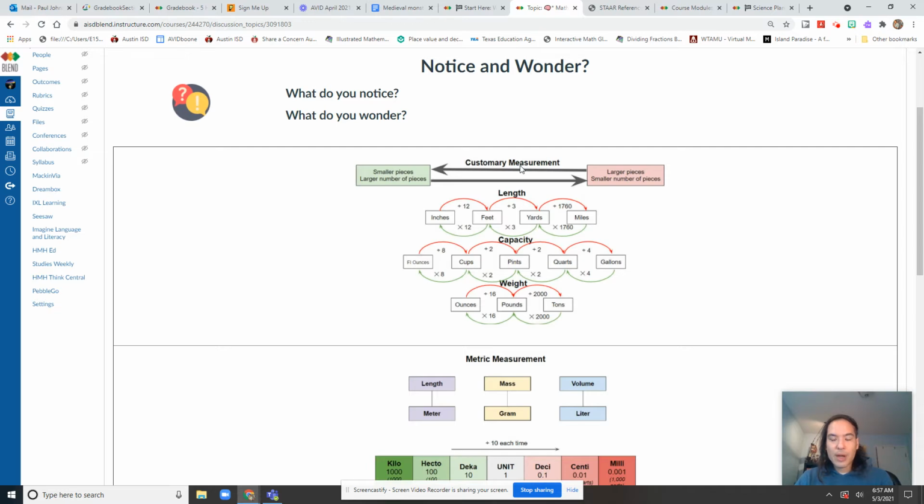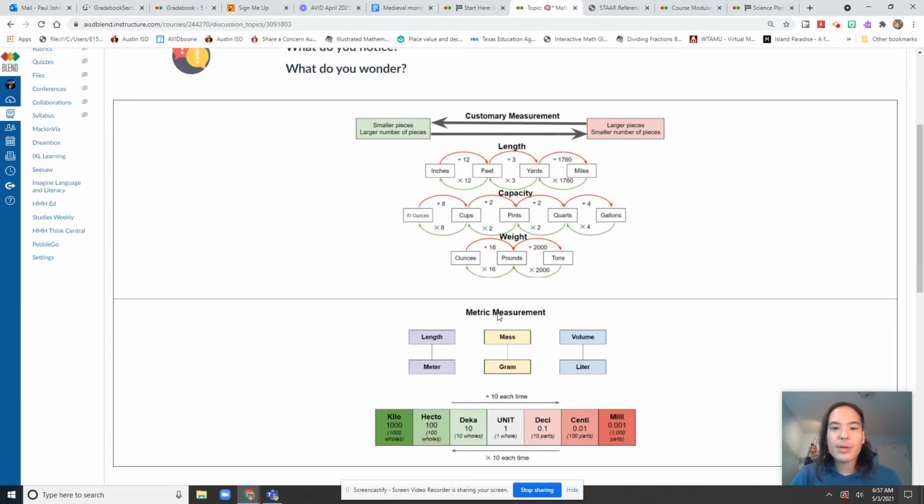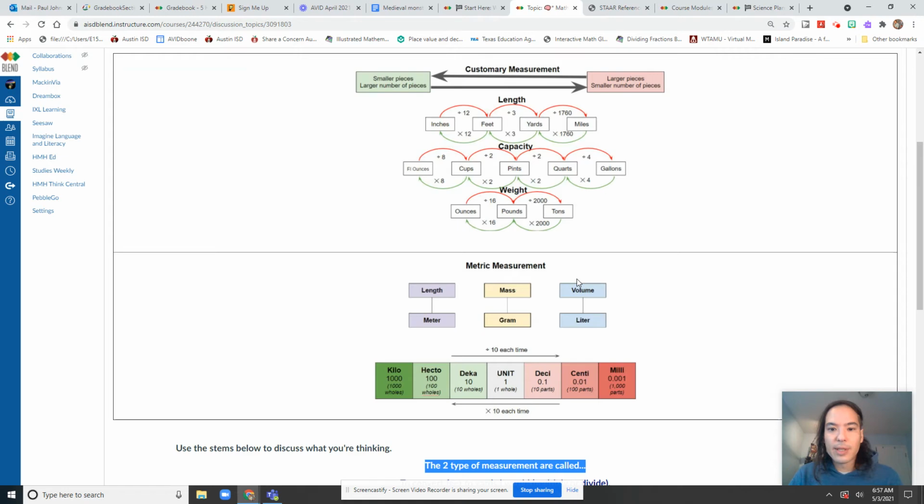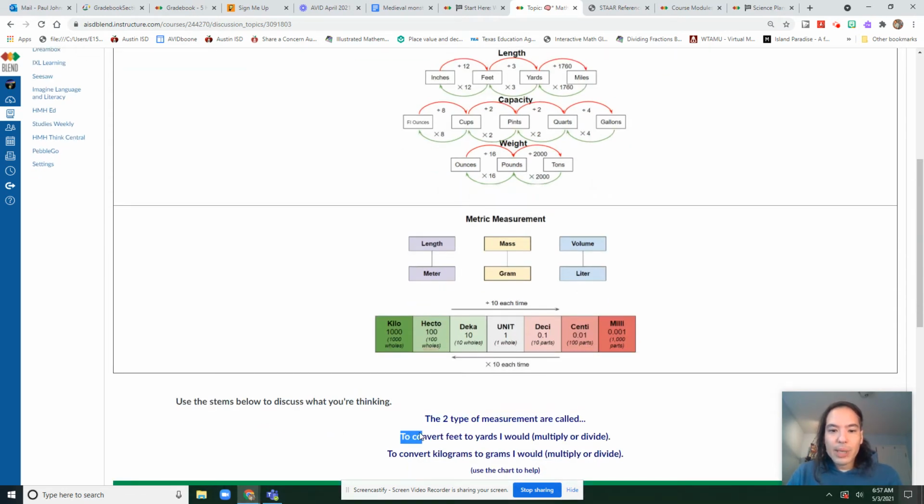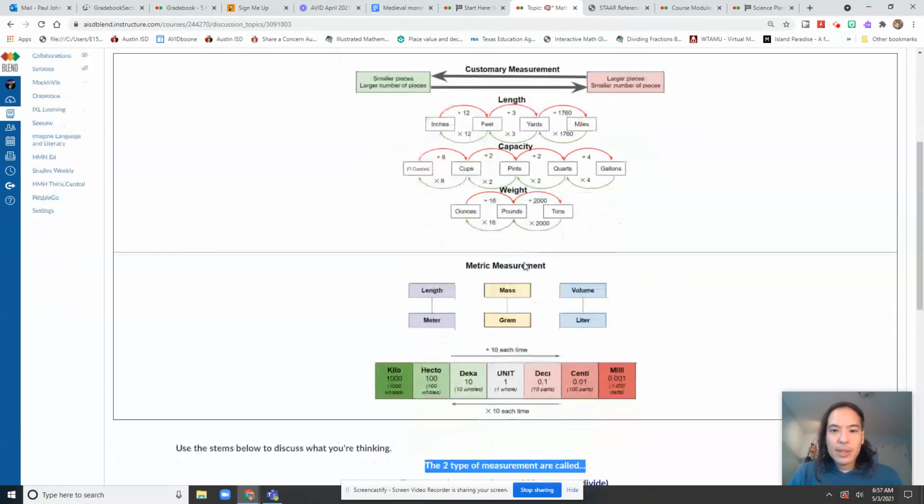Those are your 2 types of measurement. Customary we use in America, metric system they use basically everywhere else. So the 2 types of measurement are the customary and the metric.